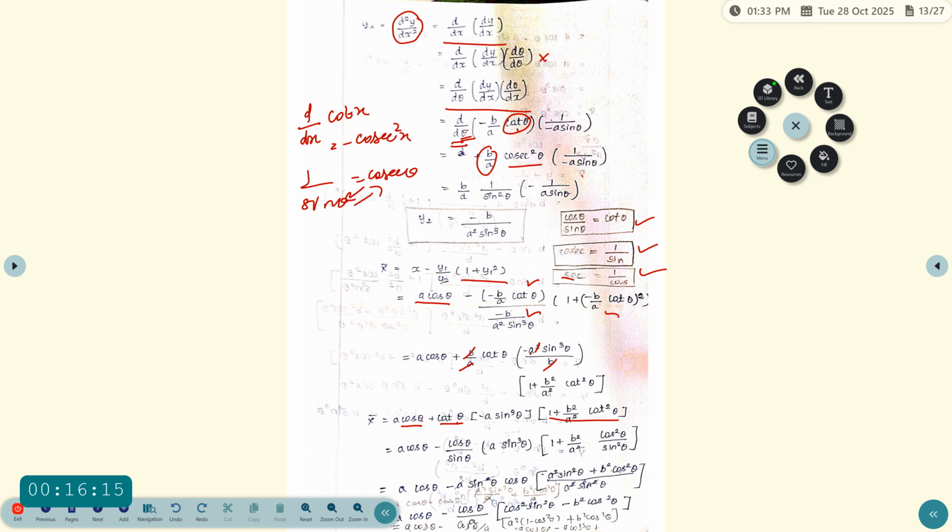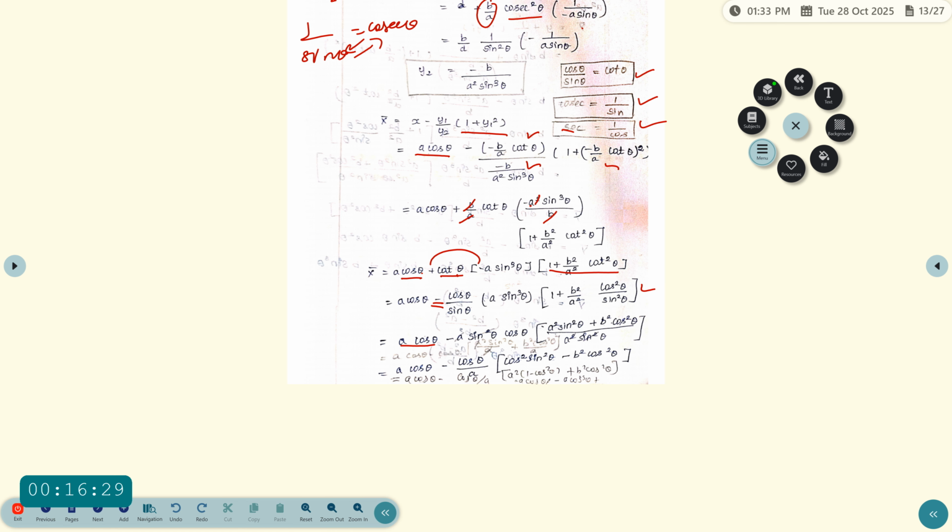Okay. So a cos theta, a sin cube theta, we can bring this minus here. Minus of cot can be written as cos by sin. A sin cube theta, the remaining bracket term as it is. The next step, a cos theta minus a sin, one sin theta will be cancelled. Minus a sin square theta cos theta is there.